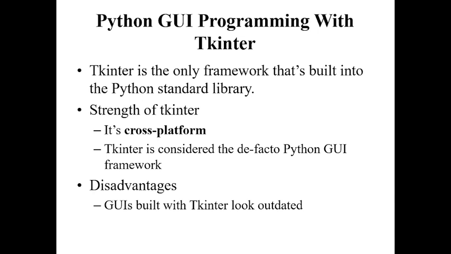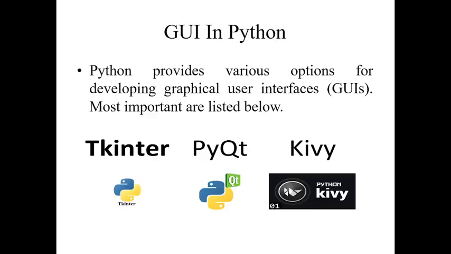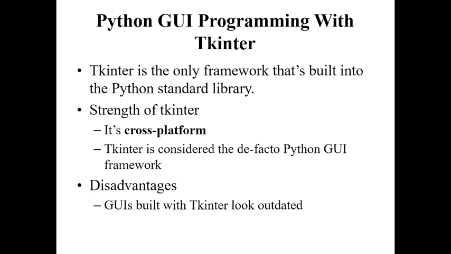The reason behind this is that tkinter is the only framework that is built into the Python standard library. So it is the default standard library. It is available with Python. So we need not install any extra library to use this. Whereas for the other ones, like Qt and Kivy, we have to install the respective libraries or packages. The basic strength of tkinter is that it is cross-platform. tkinter is considered the de facto, the default GUI framework. And the only disadvantage is that a GUI built with tkinter looks a little bit outdated.